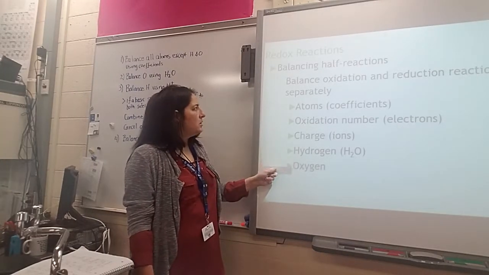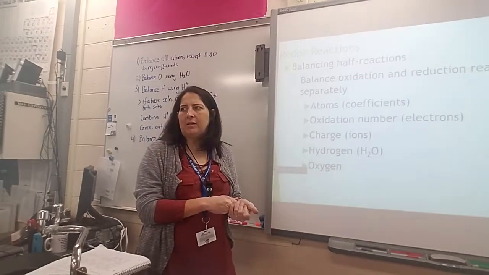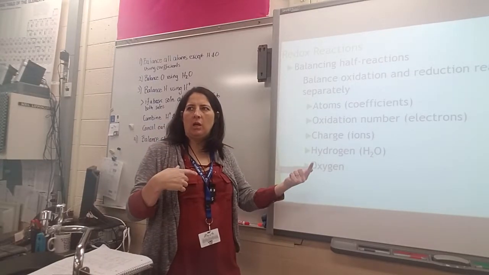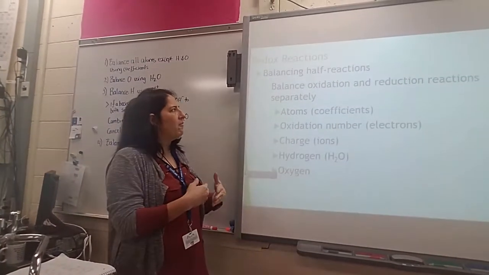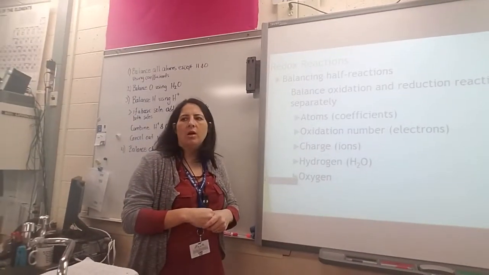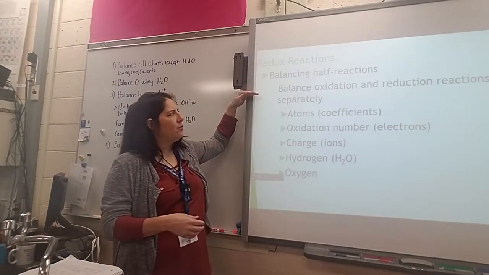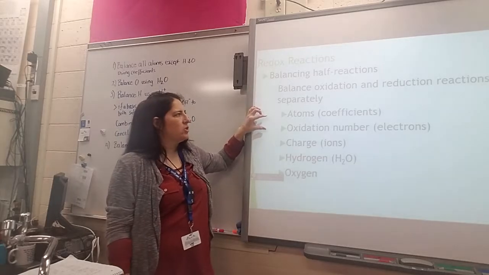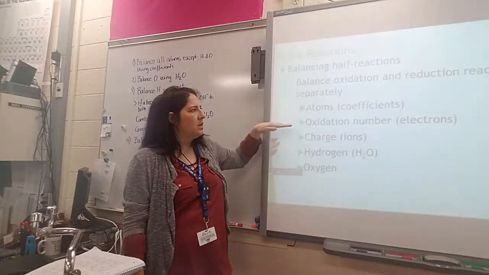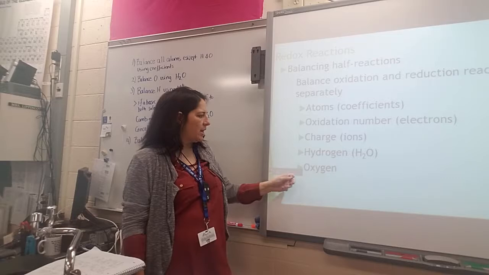All right. So, redox reactions, we're going to start off by balancing what are called half reactions. There are always two reactions going on in there. We're going to start off with baby steps. We're going to do half reactions to start with, and then we're going to combine them and do whole reactions. So you balance the oxidation reaction separately. You start by balancing the atoms, then the oxidation numbers, then the charges, hydrogen and oxygen.